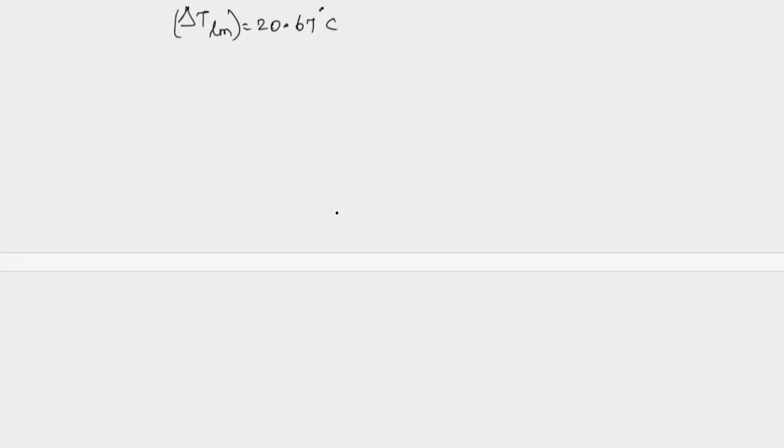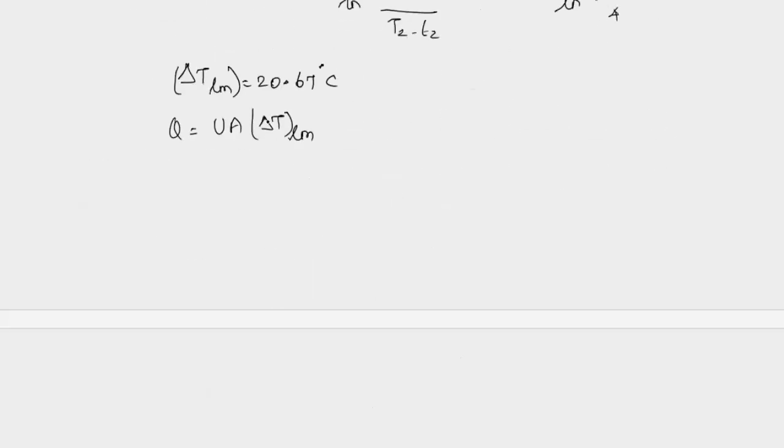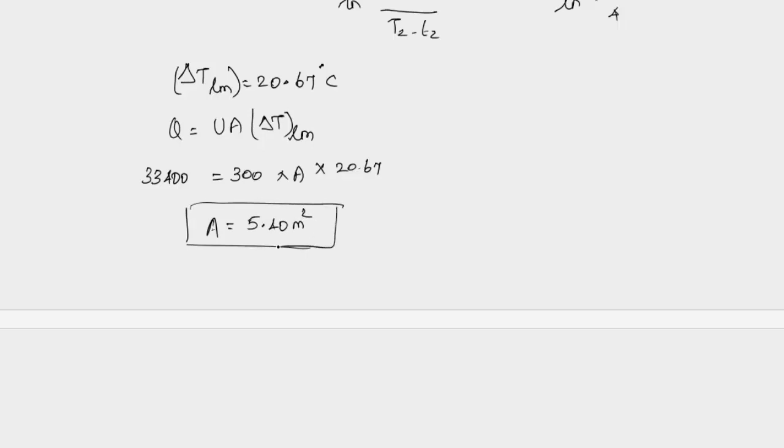To find the area value, you know the formula Q equal to UA del T LM. Q value is nothing but 33.4 kilowatts. You have to substitute it here in watts. So 33,400 watts, which is equal to U is 300 into area value you have to find out into del T LM is 20.67. So to find the area value, it will be 5.40 meter square. Okay, that will be the final answer.